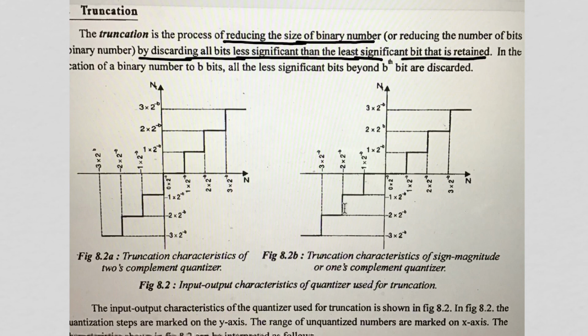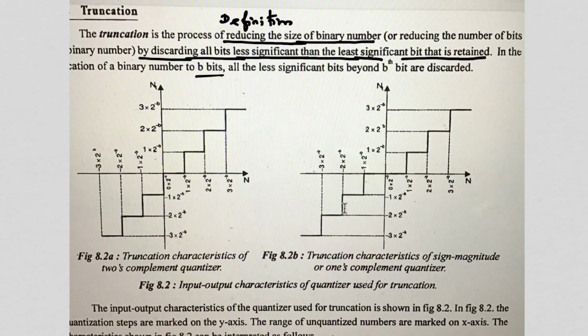Truncation is the process of, you may have to define it in the examination. The definition is very important. What is called truncation? Truncation is the process of reducing the size of a binary number, reducing the number of bits in the binary number by discarding all the bits less significant than the least significant bit that is retained. In the case of truncation, when a binary number is truncated to b bits, small b bits, all the less significant bits beyond the bth bit will be discarded.